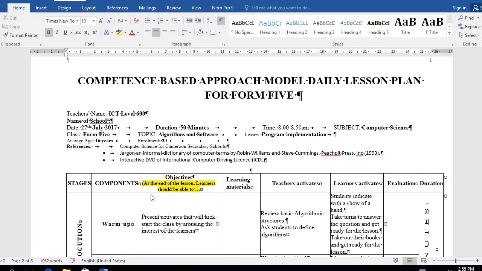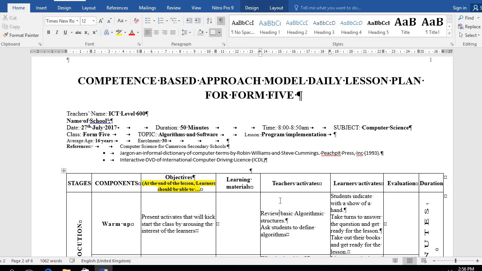You also have references, the books that you consulted in coming out with the content. Now, having presented this, the next thing is to look at the tabular form, which is presented here, as you can see. Here you have stages, components, objective, learning material, teachers activities, learners activities, evaluation, and duration.